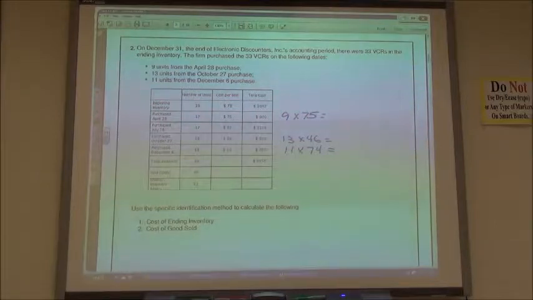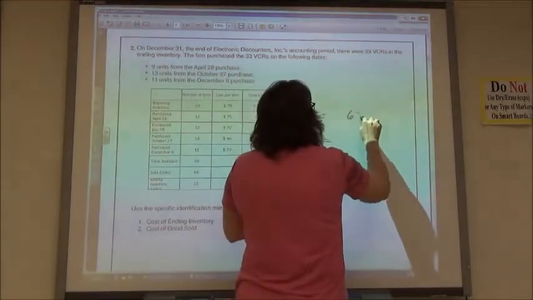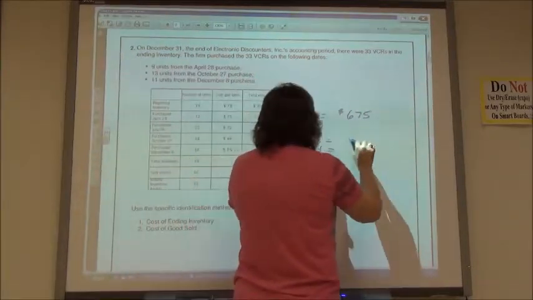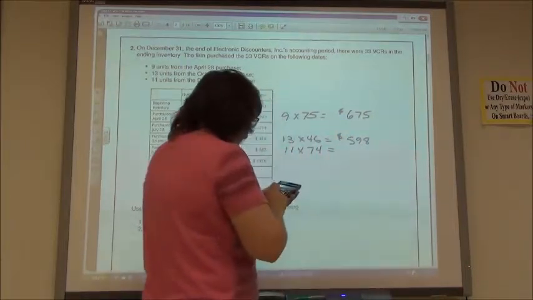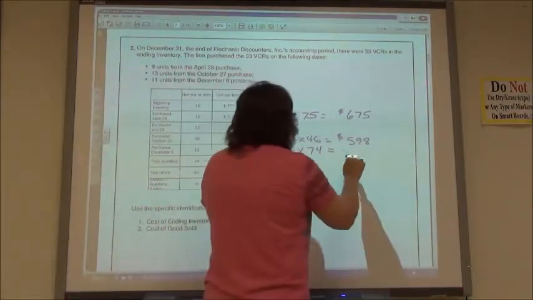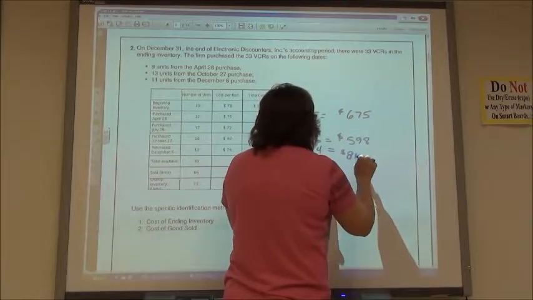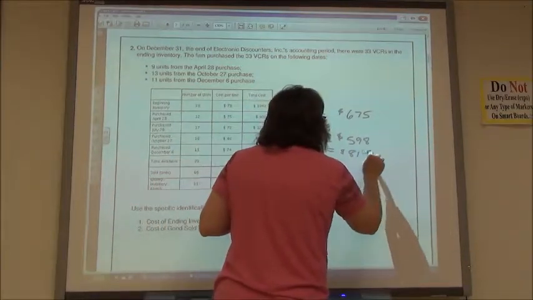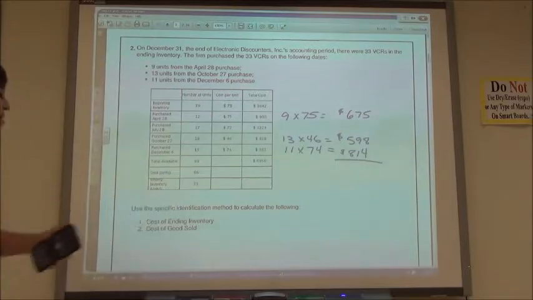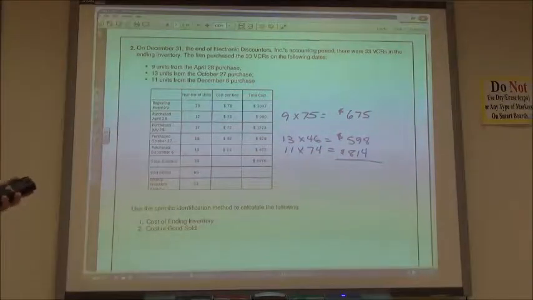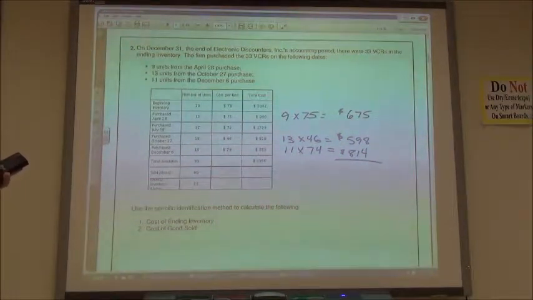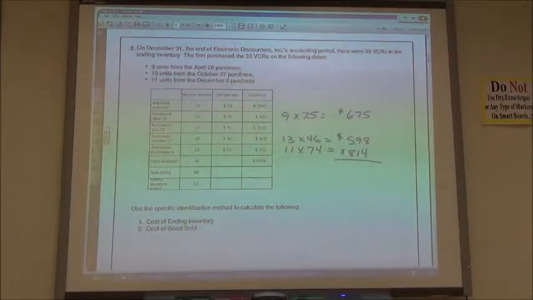So 9 times 75 is $675. 13 times 46 is $598. And 11 times 74 is $814. I'm going to find then the ending cost of my inventory, or what's the value of what I have left in inventory. So I'm going to add those up. And so $2,087 is what I have for my value of what I have in inventory.